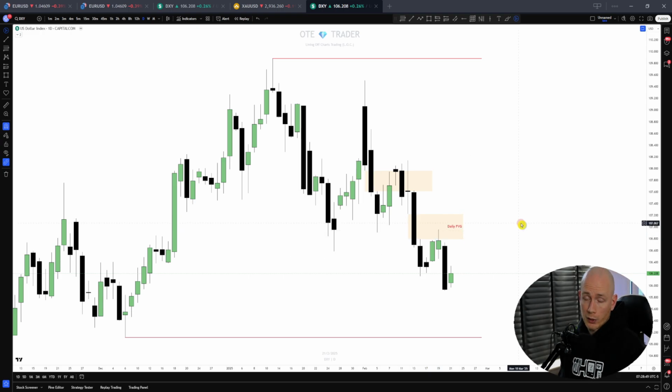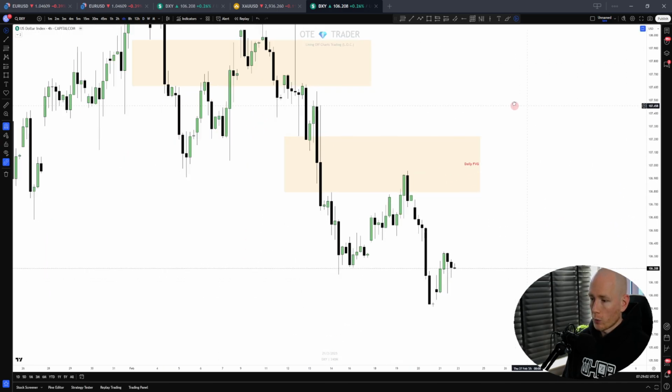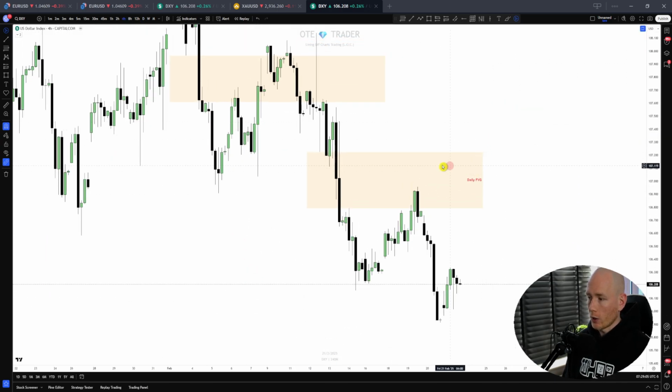Now that we have established higher time frame order flow, our key level and our draw on liquidity, which is down into this low, we can look for a trade setup on the lower time frame. So let's go to the 4 hour. On the 4 hour, the structure looks a little bit more interesting. We've got our key level over here. This is the last key level that we marked out, the daily fair value gap. That's where we're going to trade from.